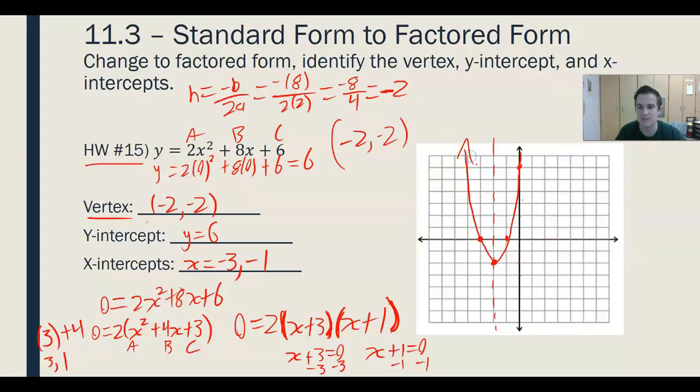So let's see, negative 3, negative 1. It's going to look something like that. That graph is a lot more precise. I can tell a lot more about that graph, where it crosses the x-axis, what the solutions are, where it crosses the y-axis, the axis of symmetry. Lots of things that I was able to do there, from being able to find the axis of symmetry and being able to put that equation into factored form. So that was 11.3, identifying the vertex, y-intercept, and x-intercepts by putting the quadratic in factored form.